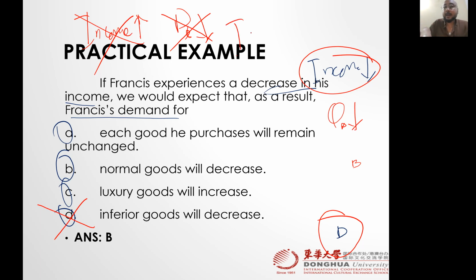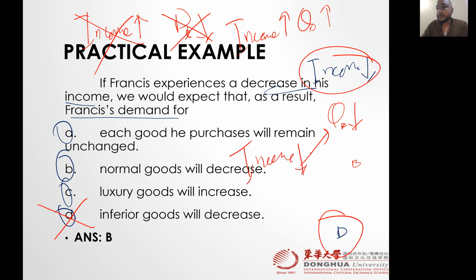So when income rises, demand of the product also rises, called normal good. So vice versa, if income decreases, demand of the product also decreases, that is also normal good. So B is the answer.